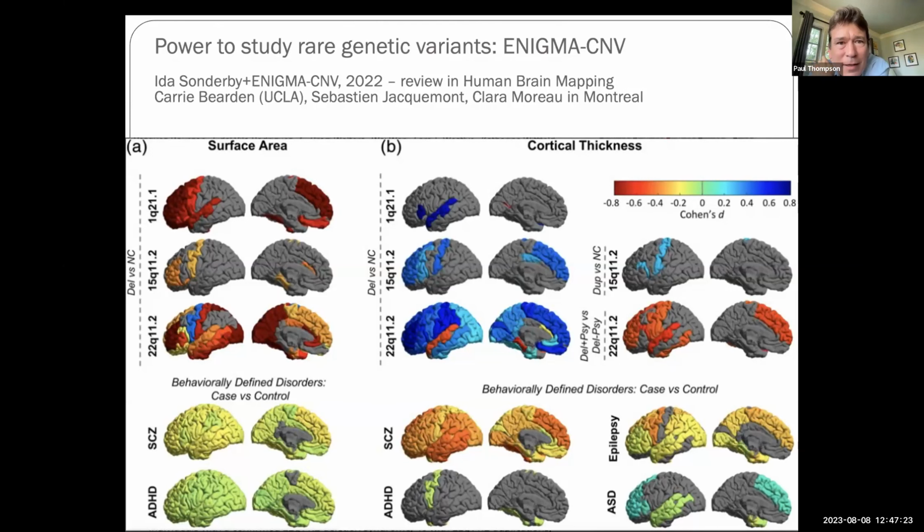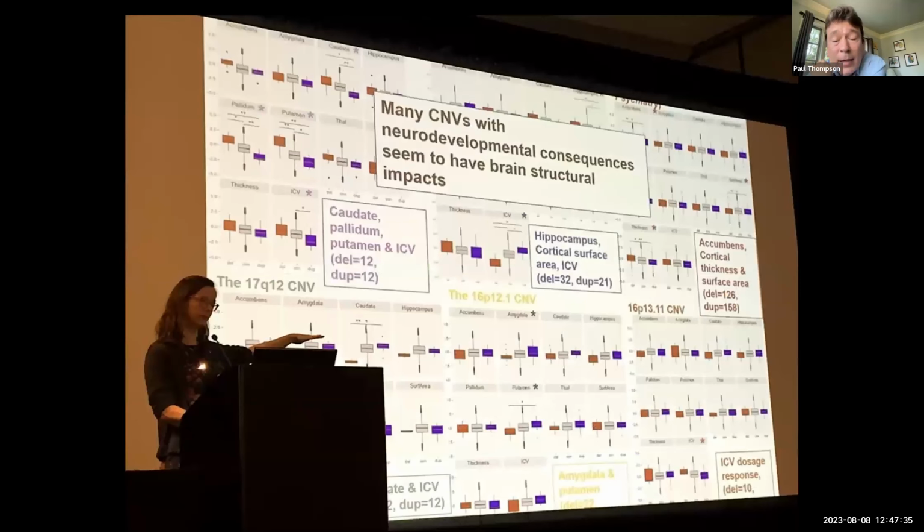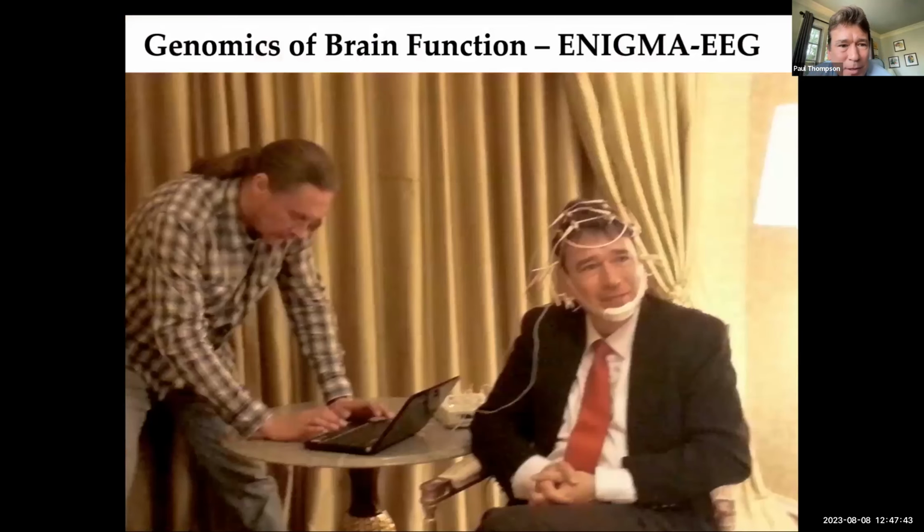And so this is very wonderful work by Carrie Bearden, Sebastian Jacquemont, and Clara Moreau, who's now a postdoc with us at USC. And they're compiling these as a reference. It'd be quite interesting to look at this in AD. So maybe at the end we could talk about that, because there's some convergence between this project and some of the structural variant projects going on.